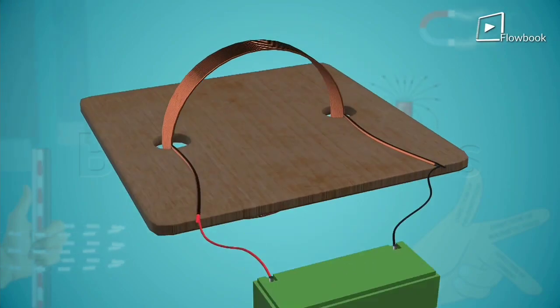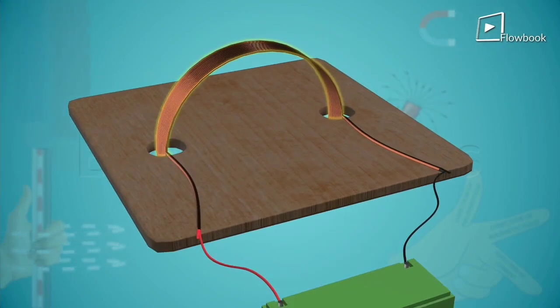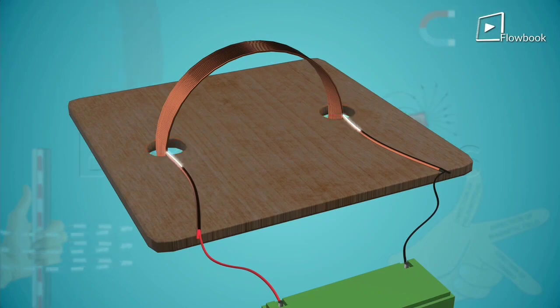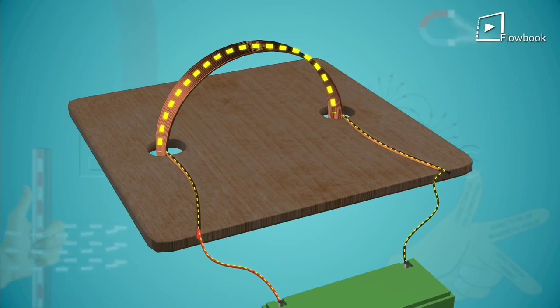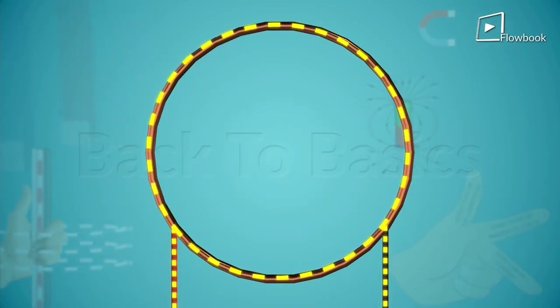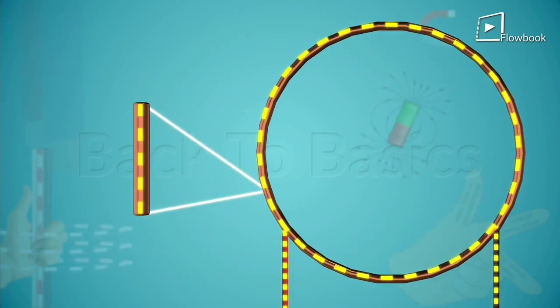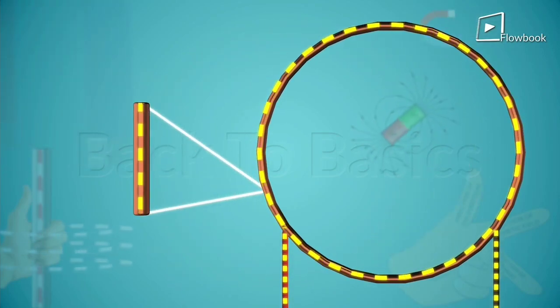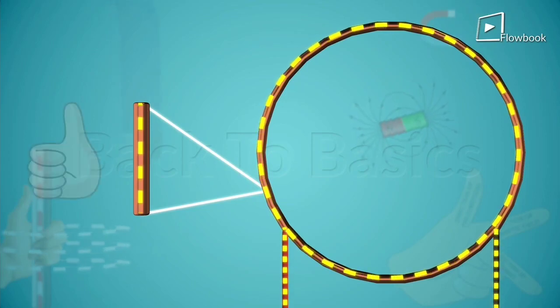Suppose we have a setup like this where a circular loop is placed through two holes in the plank and connected to a battery. The current will start moving in this direction. Here also, you can consider each small part of the wire as almost a straight line and find the magnetic field direction using the right hand rule.